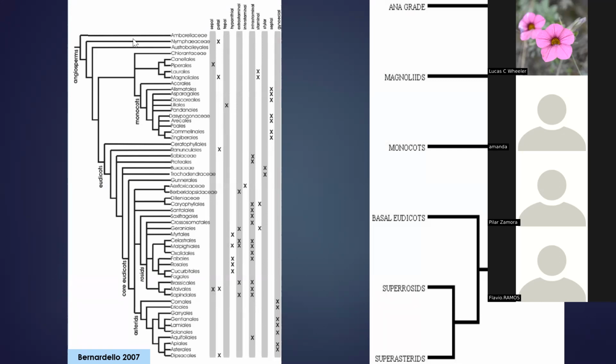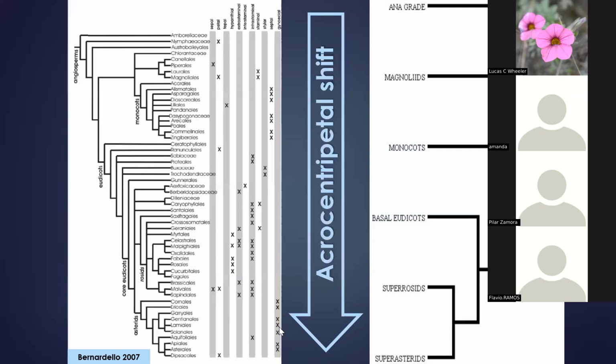And as you move from these basal clades to the core eudicots, and within core eudicots to the highly nested clades, this nectary has been shifted to the stamen position, and within the highly nested clade, it has been shifted to the gynoecium region. So what we call this shift, that across angiosperms, there has been a shift in the position of nectary from outer walls to inner walls. And this shift, we call it an acrocentripetal shift.